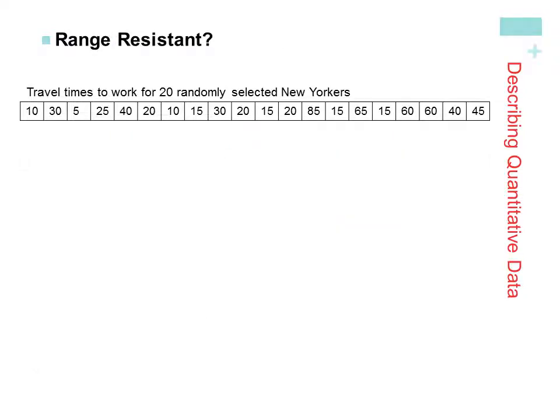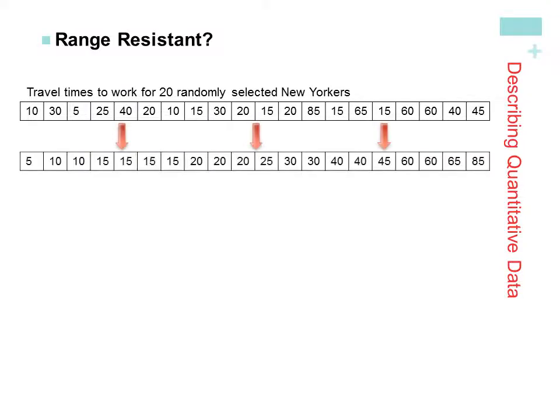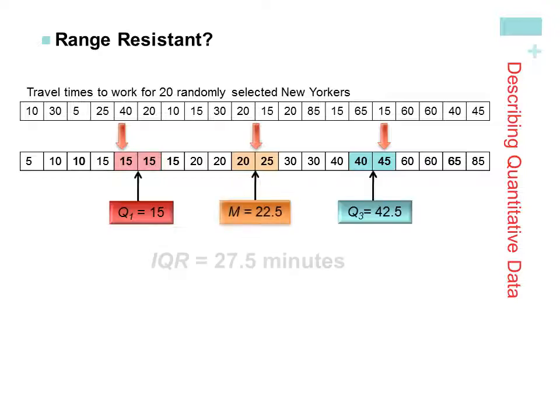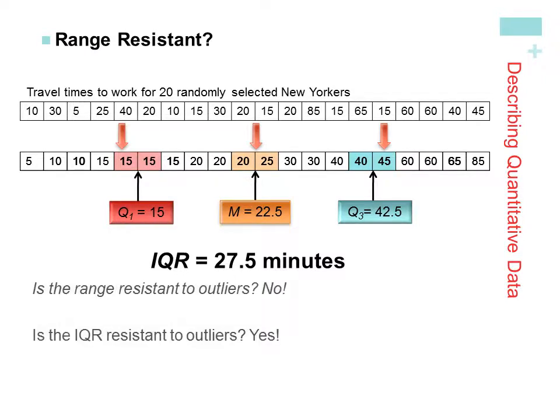Is the range resistant? The travel times, once again, to work for the 20 randomly selected New Yorkers are written below. We found our IQR was 27.5 minutes. Is our range resistant to outliers? Is it going to change if I add a high or a low value? The range is not resistant to outliers because the range here is from 5 to 85.